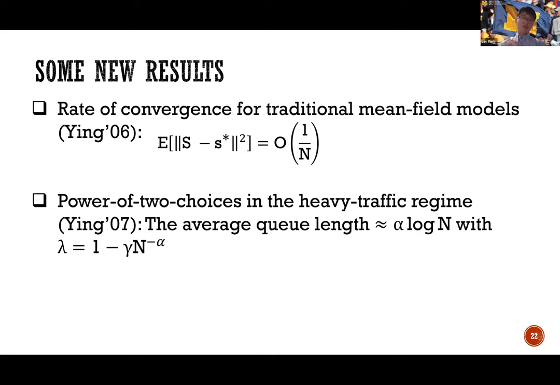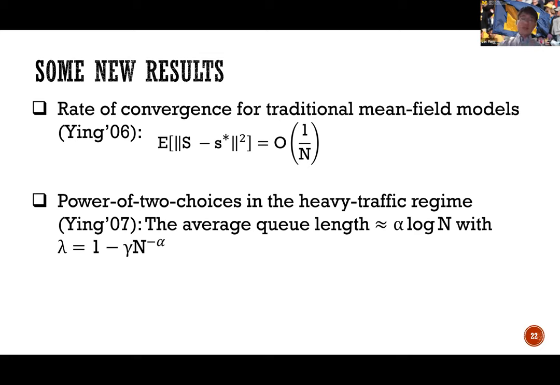The lambda and the d are independent of n. And also it's true for the traditional mean field model or mean field limit, where the dynamical system or the differential equation is n independent. There's no n there. So in this case, we can show for a large class of mean field limits or mean field models, the rate of convergence is 1 over n. So as n increases, the mean square error converges as 1 over n.